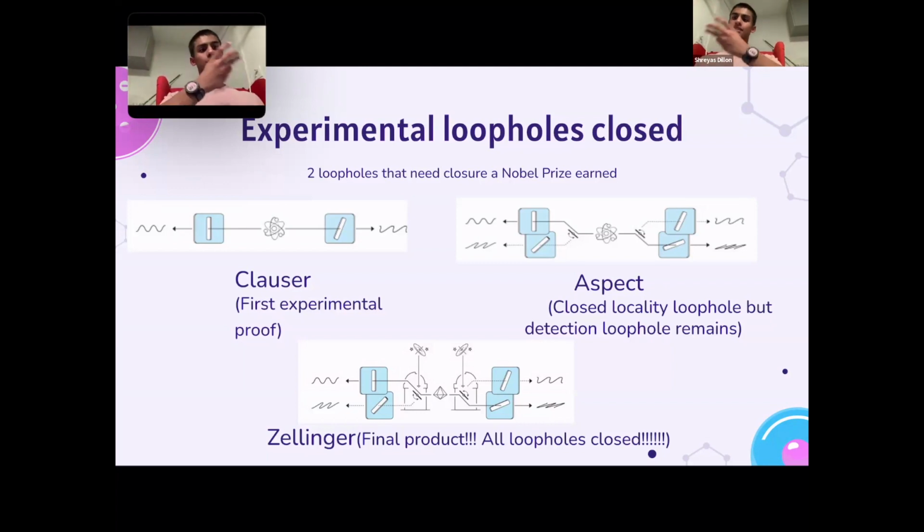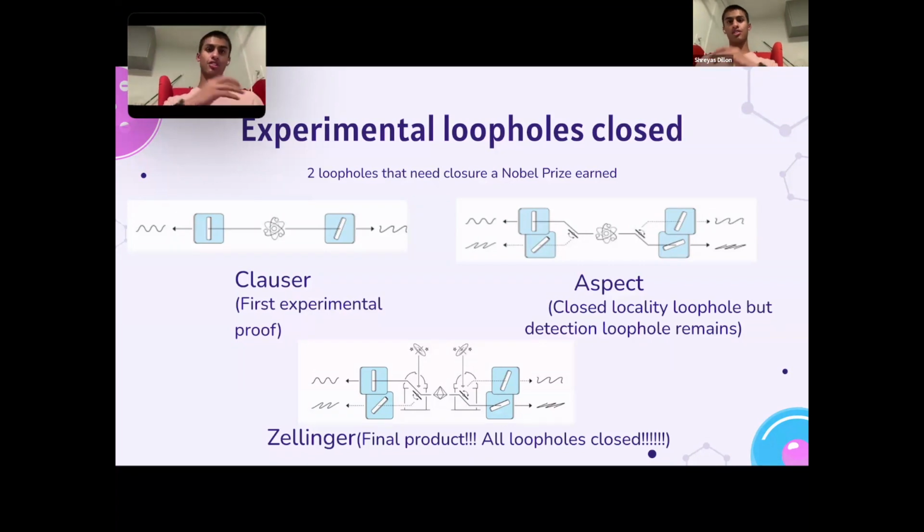So what Alain Aspect and his team did is they had an optical switch on these detectors that they could switch mid-flight, and it would change the detectors mid-flight, thus closing the locality loophole. There is one more loophole, which is the detection loophole. And Anton Zeilinger closed both loopholes at once, which led to the final loophole-free disproof.